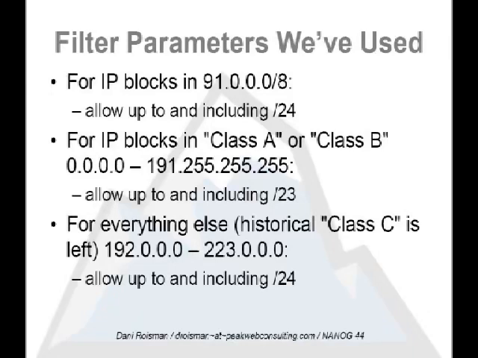For the classful A and B legacy space, so from first octet 0 all the way to 191, I'm going to allow up to and including /23s. So I'm just throwing away some /24s there. For everything else, the historical class C swamp space, I'm just going to allow up to /24.